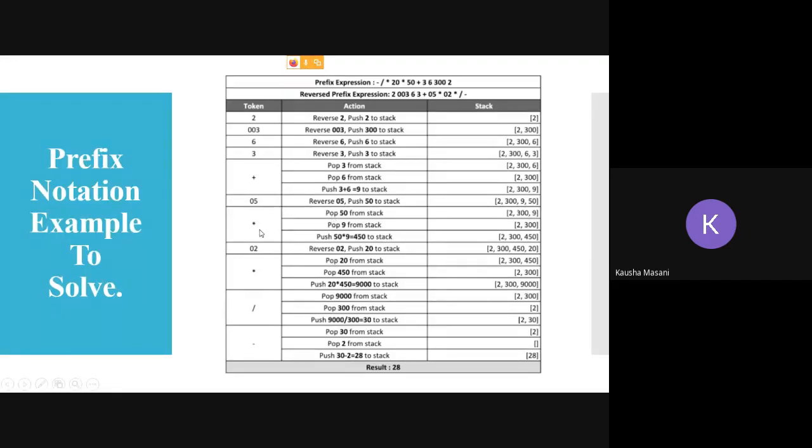Now it is the star sign, so the top two values are popped out. So 50, then 9, 50 into 9 is 450, and 450 is pushed back into the stack. So 2, 300 and 450. Now 02, reversing 02 gives 20, pushing 20 into the stack, so 2, 300, 450 and 20. Now popping out again the topmost two values, so 20 popped out, 450 popped out, and multiplication, so 20 into 450.